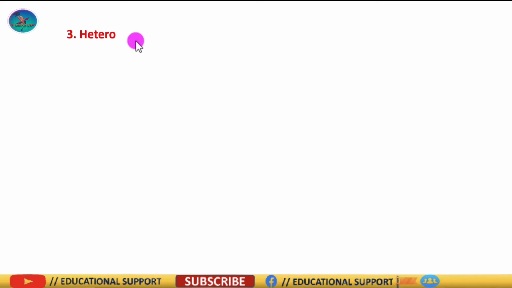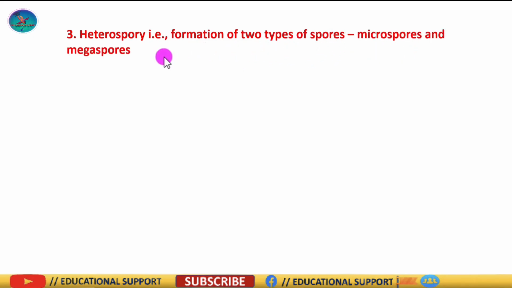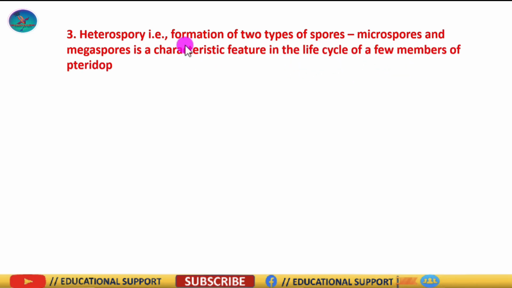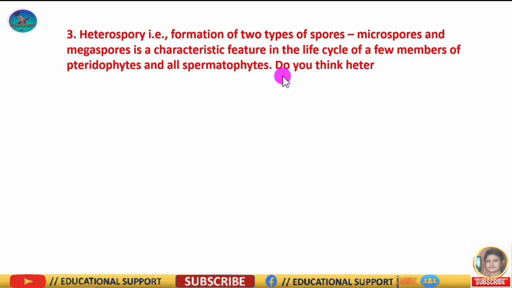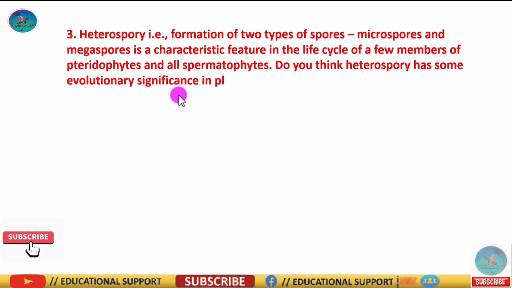Question number 3 is, heterospory, that is, formation of two types of spores, microspores and megaspores, is a characteristic feature in the life cycle of a few members of pteridophytes and all spermatophytes. Do you think heterospory has some evolutionary significance in the plant kingdom?